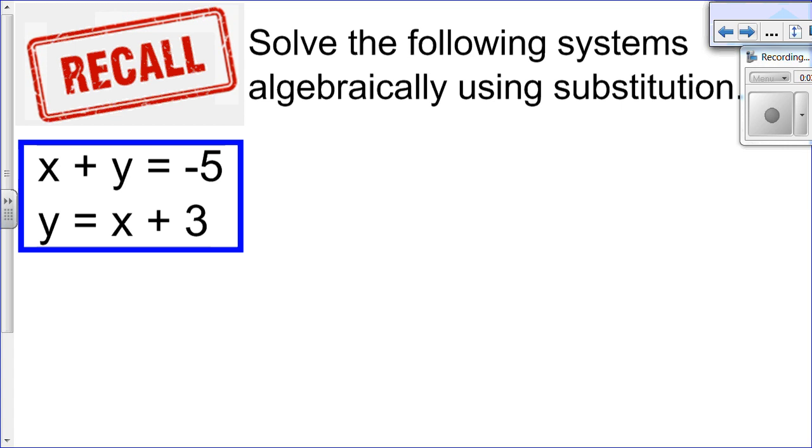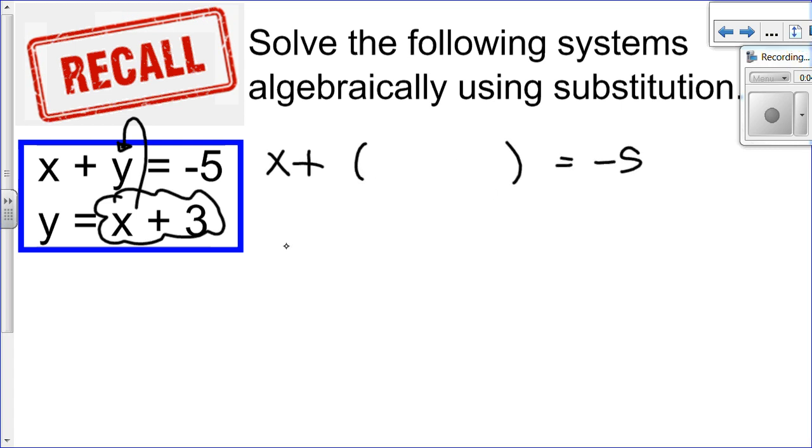Substitution is exactly as it sounds. We are making a substitution. So I can look at this y value here and see that it is all by itself, y equals x plus 3, and I can substitute this new expression in place of the value of y in the first equation. So instead of having x plus y equals -5, I can put what y is, which is x plus 3. And then I have a nice linear equation to solve.